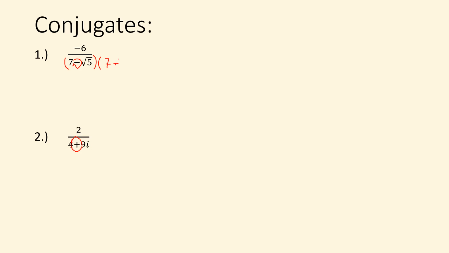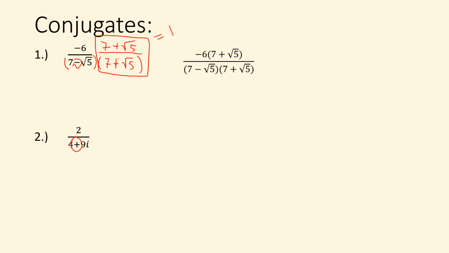So instead of 7 minus radical 5, we're going to write 7 plus radical 5. Again, anything that we multiply on the bottom, we're going to multiply on the top, because the whole point is that this equals 1. If we multiply a fraction by 1, we're not really changing it. So this is what we're doing. We're multiplying by that conjugate, and on the bottom here, we're going to have to FOIL this out.